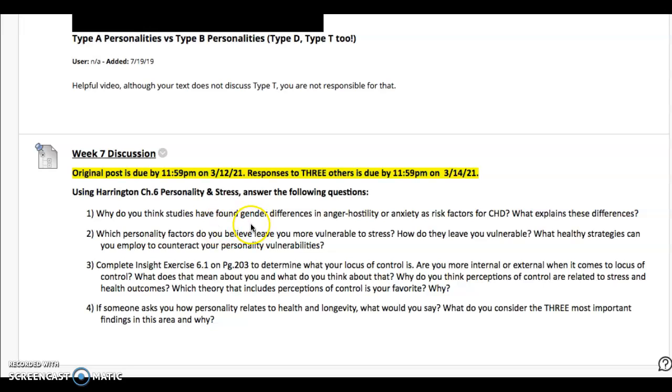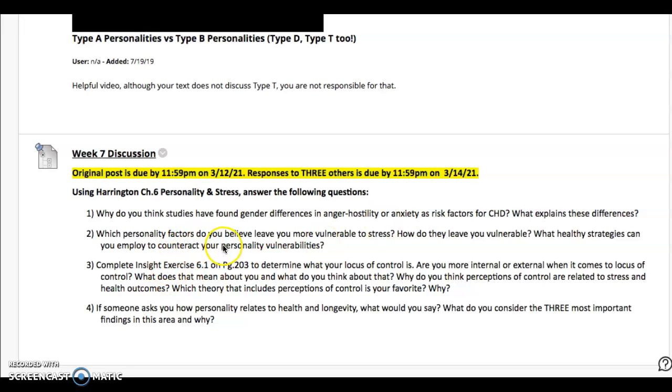So we don't see males and females responding the same when it comes to these constructs. And because of that, these can pose as risk factors for chronic heart disease. As we've seen, these are very linked to heart disease, the anger, hostility, and anxiety, which is typical of a type A personality, right? We see that those people who are high in those traits tend to not fare as well when it comes to heart disease. But it's not the same for men and women, so you're going to explain that.